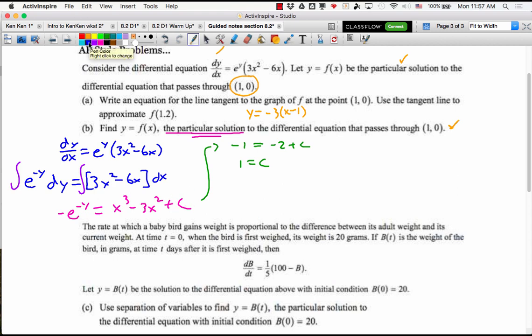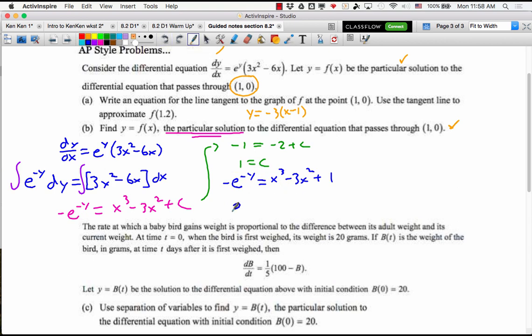So at this last point, we're going to go negative e to the negative y equals x to the third minus 3x squared plus 1. And the rest of the problem is algebra solving for y. And to be honest, find a particular solution, I think they would accept this. I'll have to look into that more. Well, I don't know. It says y equals f of x. I think they might want you. Let's keep going. I'll look into it, but that might be an acceptable solution.